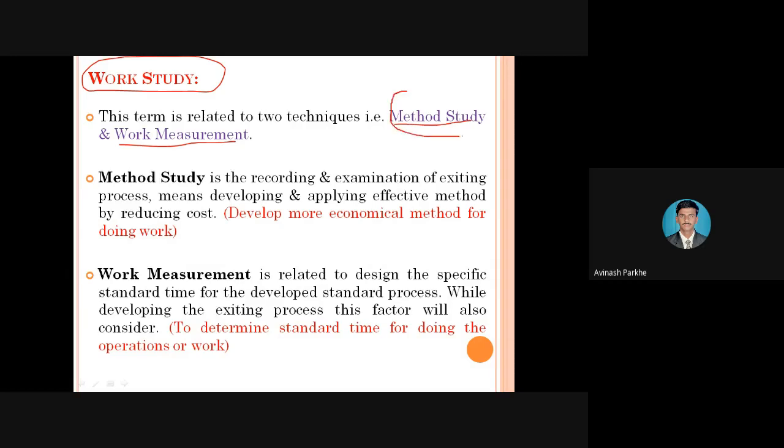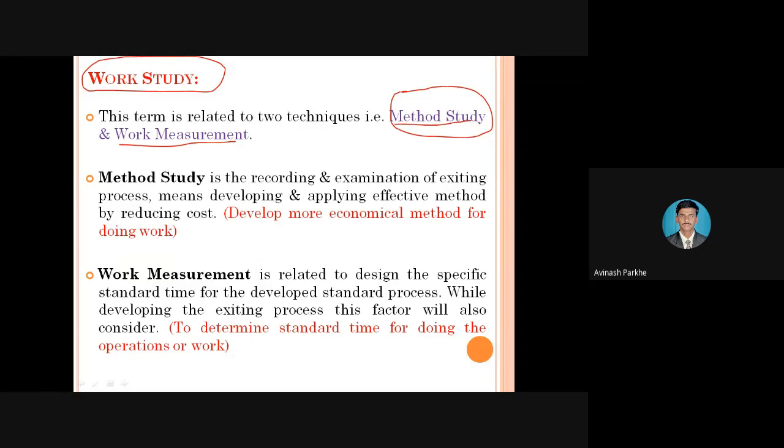But the concept of method study we have already discussed as chapter number 2 in detail, in which we discussed the different types of charts. Maybe operation process chart, two-handed process chart, some multiple activity charts. Then we discussed the string diagram, then templates, multiple activity charts. So many different types of charts we have discussed, in which we have eliminated all the unnecessary operations. So what is the use of method study? To eliminate all the unnecessary operations and develop a more economical method.